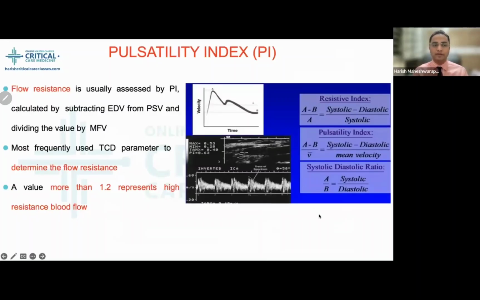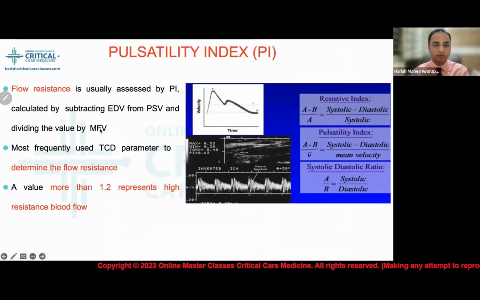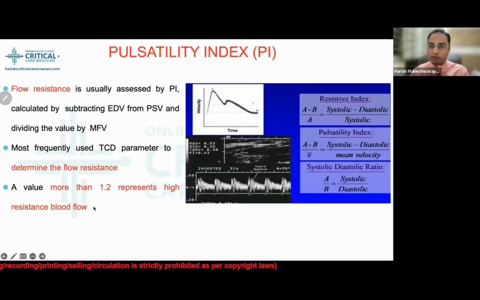So pulsatility index gives an idea about the flow resistance. Flow resistance is usually assessed by this PI, the pulsatility index, calculated by subtracting the end diastolic from the peak systolic and dividing by the mean flow velocity. It is the most frequently used TCD parameter to determine the flow resistance. A value more than 1.2 represents high resistance to blood flow.